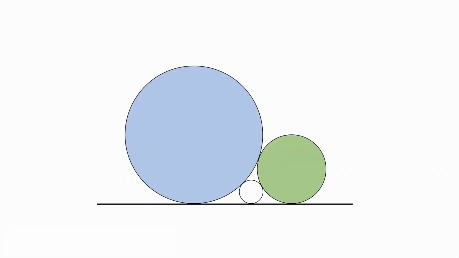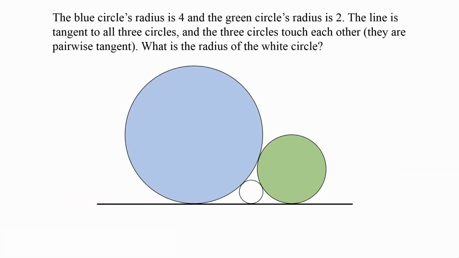Consider the following diagram. The blue circle's radius is 4 and the green circle's radius is 2. The line is tangent to all three circles and the three circles touch each other. They are pairwise tangent. What is the radius of the white circle? It was a challenging problem for students age 14 and 15. Can you figure it out?